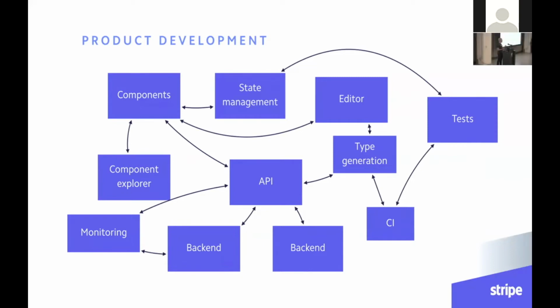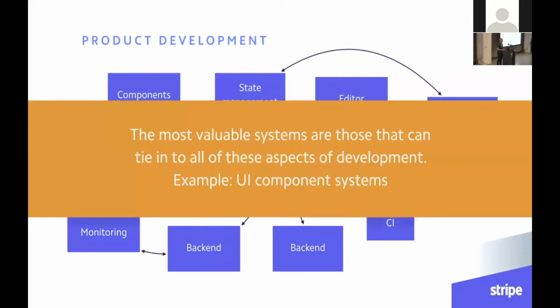You might have multiple backends. You might have a CI system. There are all these things that interact during your development process that aren't strictly part of your application, but they're just as important to making it so that your development velocity can increase. So what I would say is that the most valuable systems for us to look at as developers are things that can tie into all these different aspects of your development and improve all of them at once.